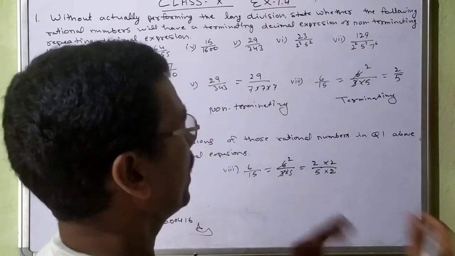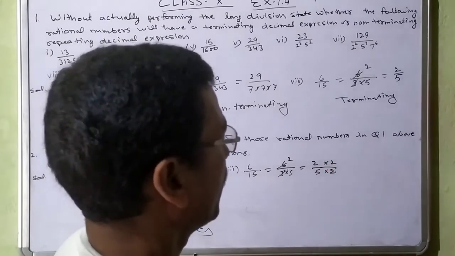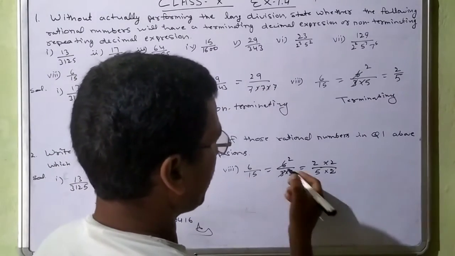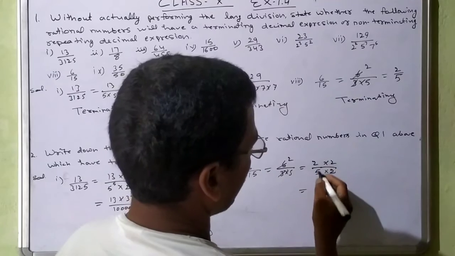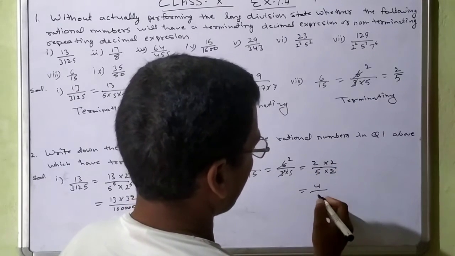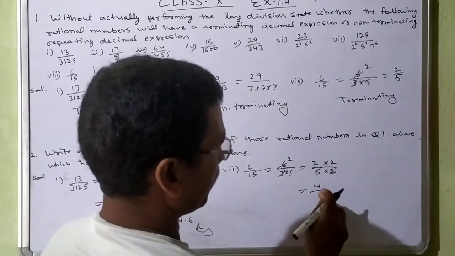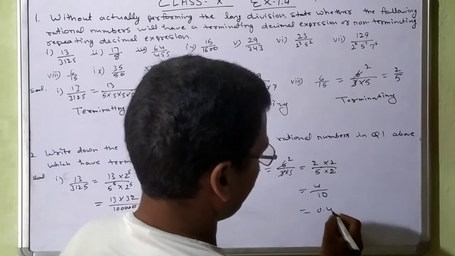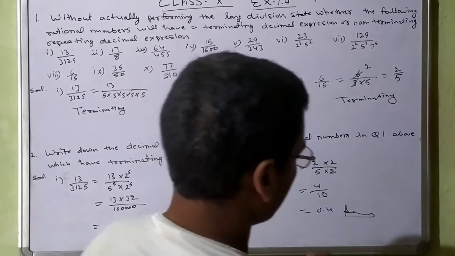It means we are converting it like this: 10, 100, 1000, 10,000. Or you can divide directly. 2 twos are 4, 2 fives are 10. So that will be 0.4. This is the answer.